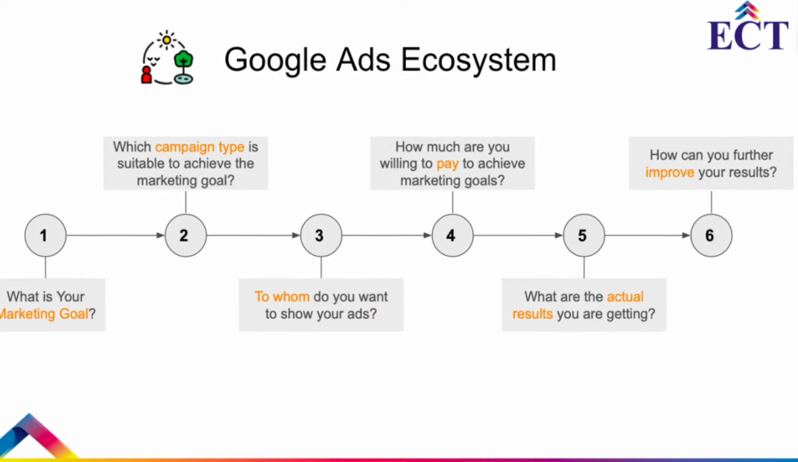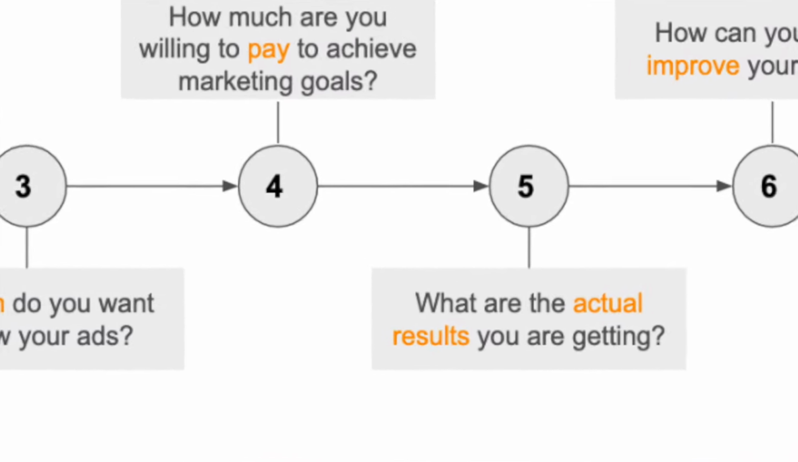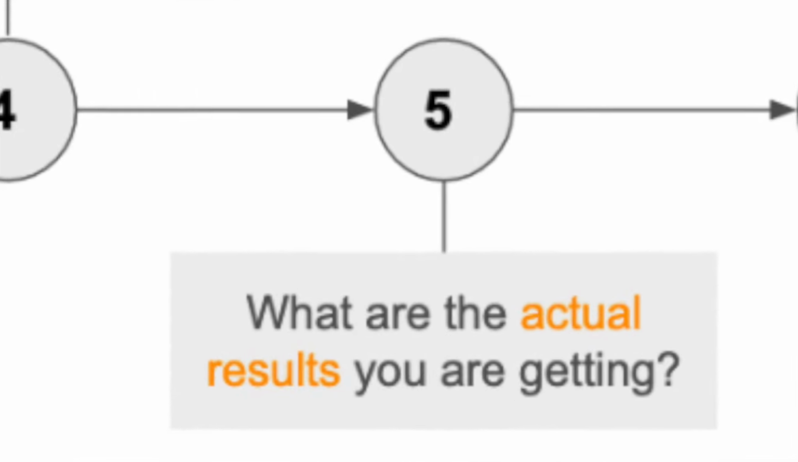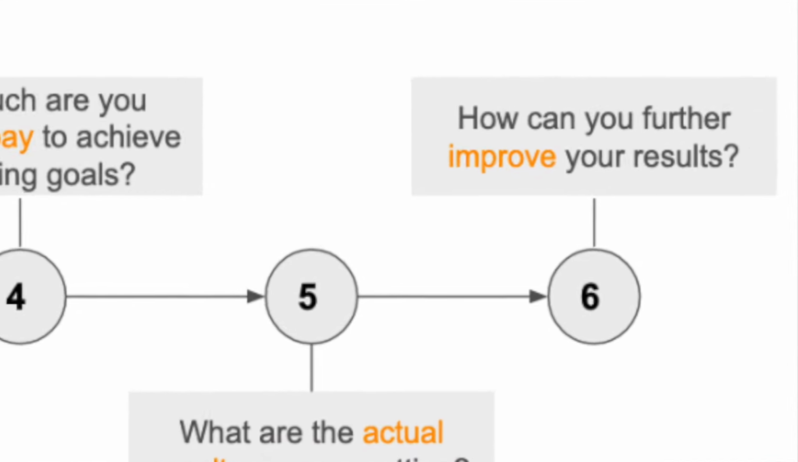The 5th step in the Google Ads ecosystem is, what are the actual results that you are getting from your Google Ads campaign? So you have to measure those results. And then the 6th and final step is, can you improve the results? How can you improve the results and how much can you improve them? So if you can learn these 6 key elements of the entire Google Ads ecosystem, then you will master Google Ads quickly. Now let us understand these one by one.